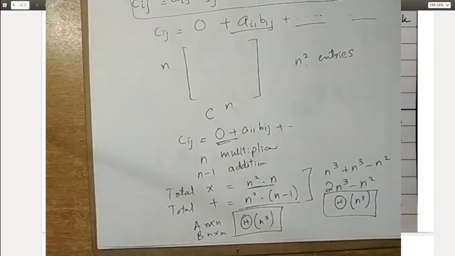So you have 2n cubed minus n squared operations. Notice that over here we're not doing any comparisons. We are looking at multiplications and additions. And these are called floating point operations in computational numerics. Does this make sense?